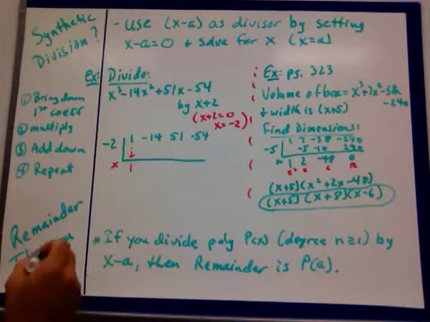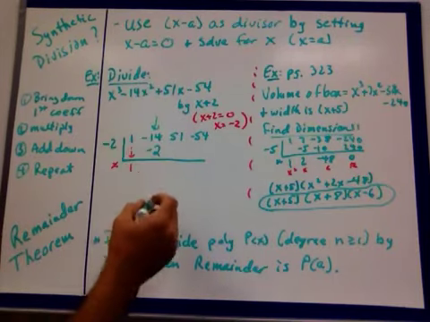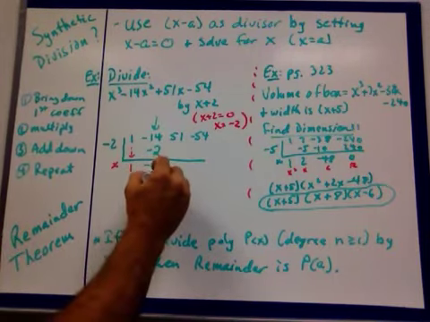And then what you're going to do is multiply it here, okay? You're going to take the negative 2 times the 1, and write it right here, okay? And then you're going to add down. So we're going to add down this way. So we get negative 16.